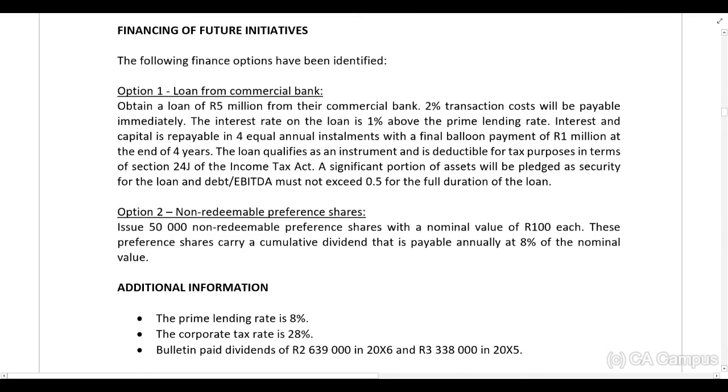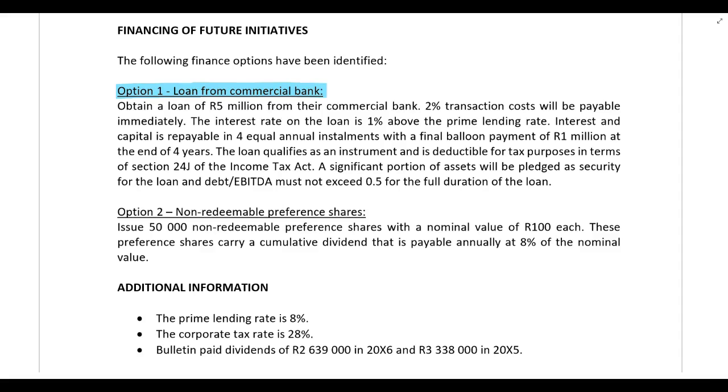Financing of future initiatives. The following finance options have been identified. Option 1 is a loan from their commercial bank. Obtain a loan of 5 million rand from their commercial bank. 2% transaction costs will be payable immediately. The interest rate on the loan is 1% above the prime lending rate. Interest and capital is repayable in 4 equal annual installments with a final balloon payment of 1 million rand at the end of 4 years.